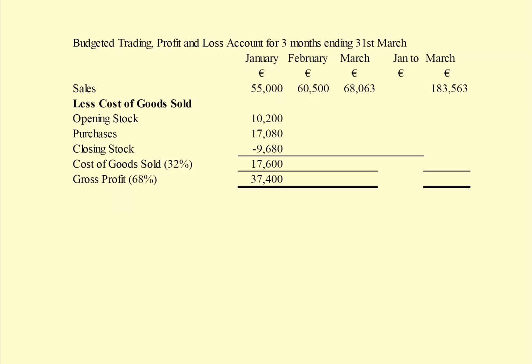The closing stock at the end of January becomes the opening stock at the beginning of February. So that's 9,680. Gross profit is 68% of February sales. So the gross profit for February is 68% of February sales. That is 41,140. And the cost of goods sold is the difference between those two figures, 32% of the February sales, and that's 19,360.